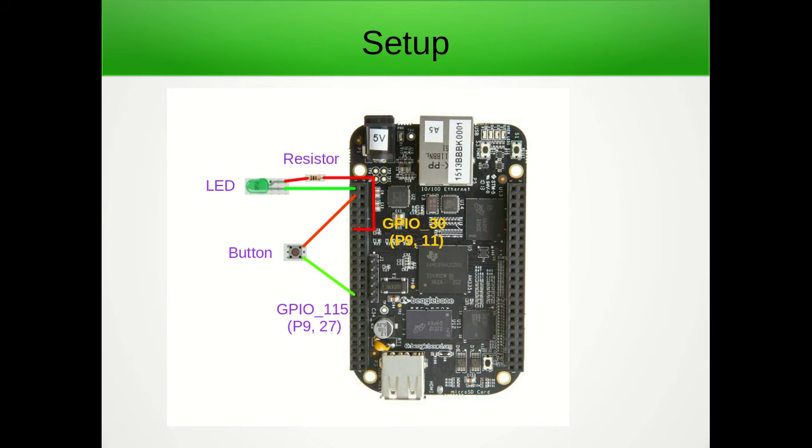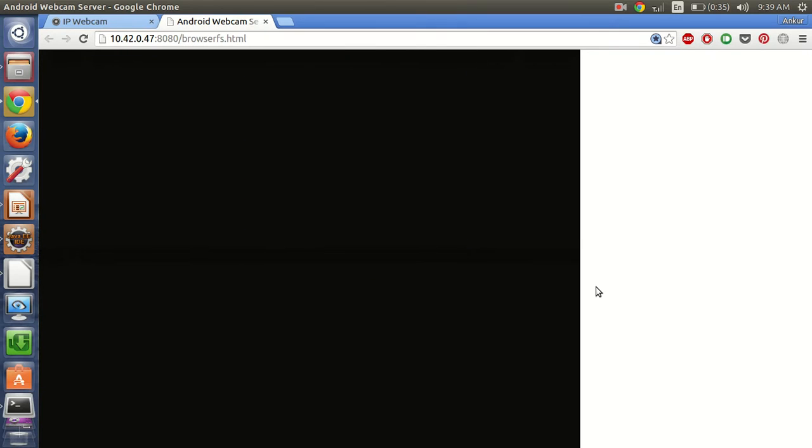This is the setup that I have arranged for this demonstration. Here you can see that I have an LED and a button attached to the BeagleBone Black. This LED is attached to the 11th pin of P9 header, that is GPIO 30, and this button is attached to the 27th pin of P9 header, that is GPIO 115. So let me show you this arrangement.